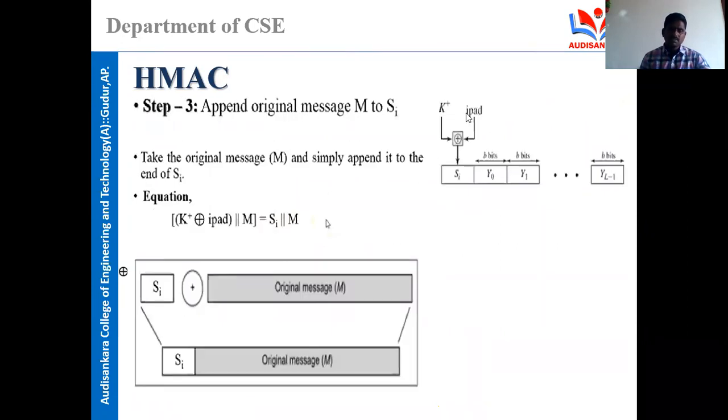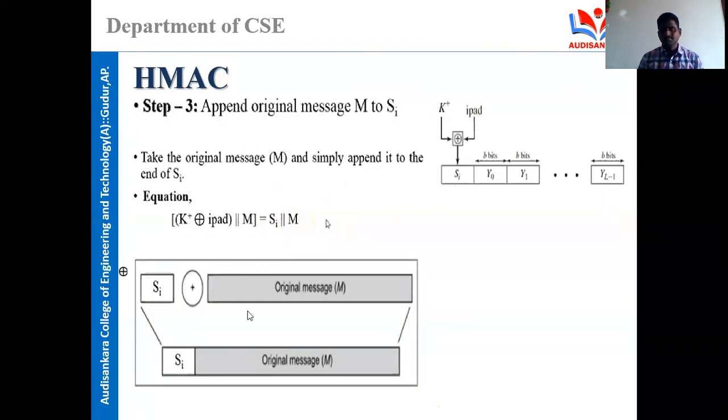So the third step, you can observe in this diagram. To this part we are adding the original message to the SI. What is this part? This is the original message. The original message will be divided into a number of B bits. I told you that it may be Y0, Y1, and so on up to YL minus 1. Take the original message and simply append it to the end of SI.